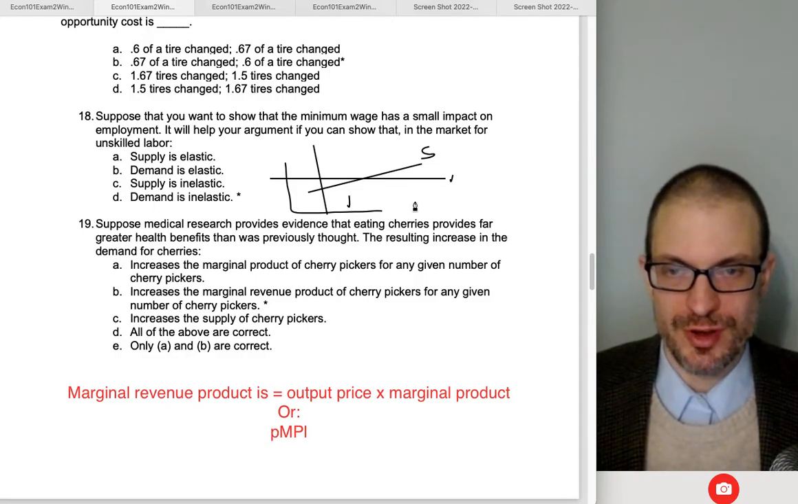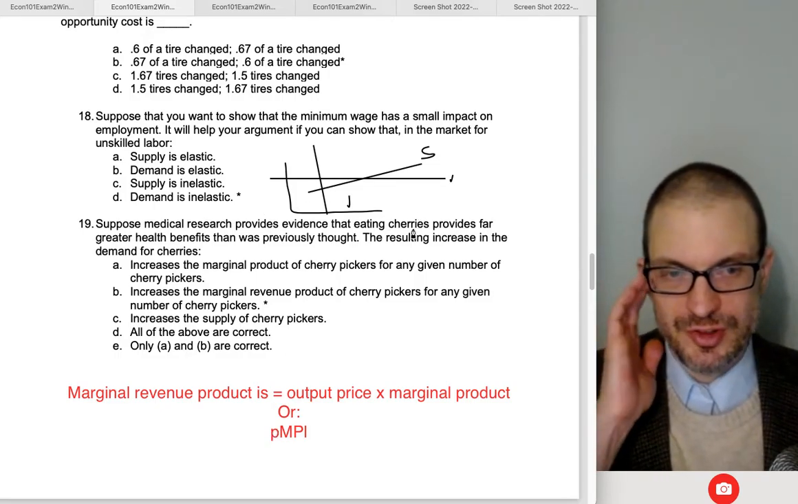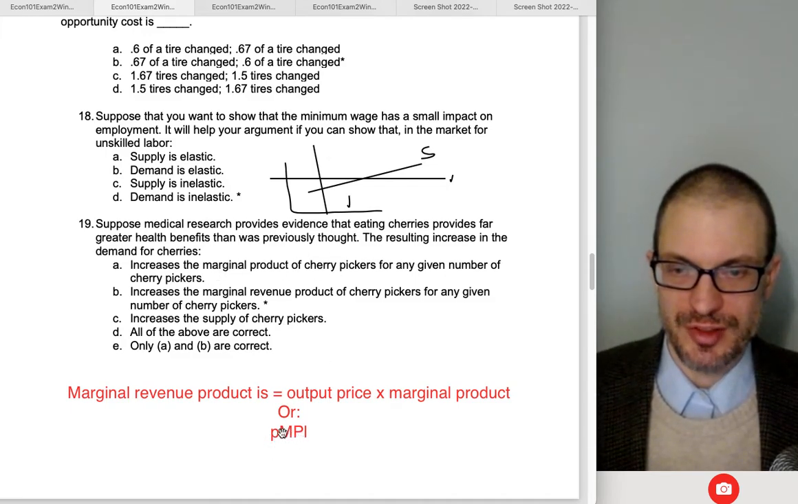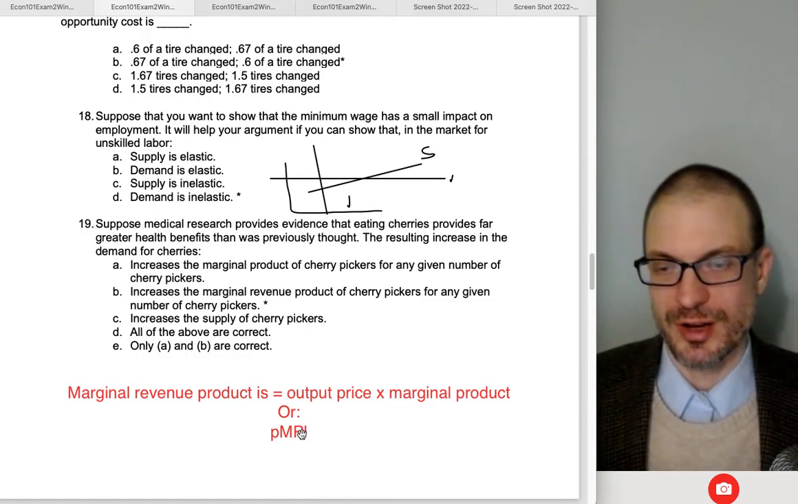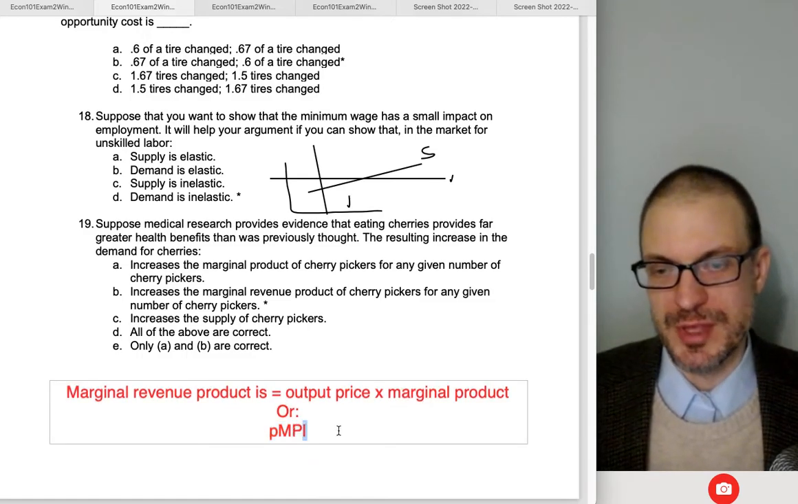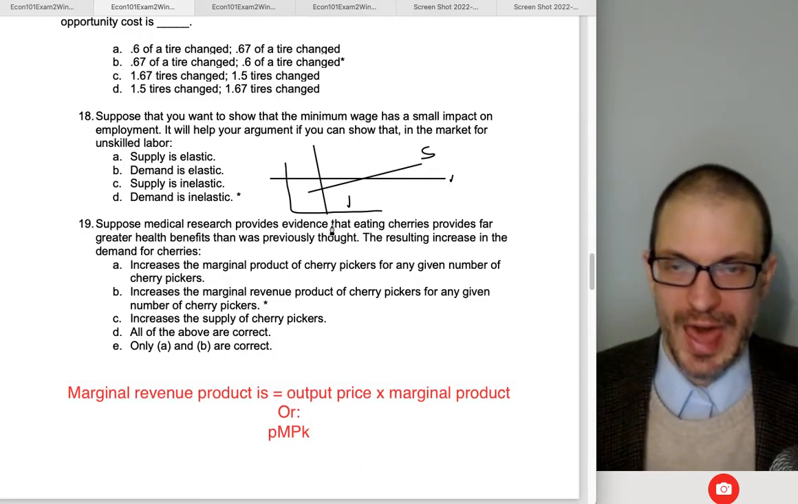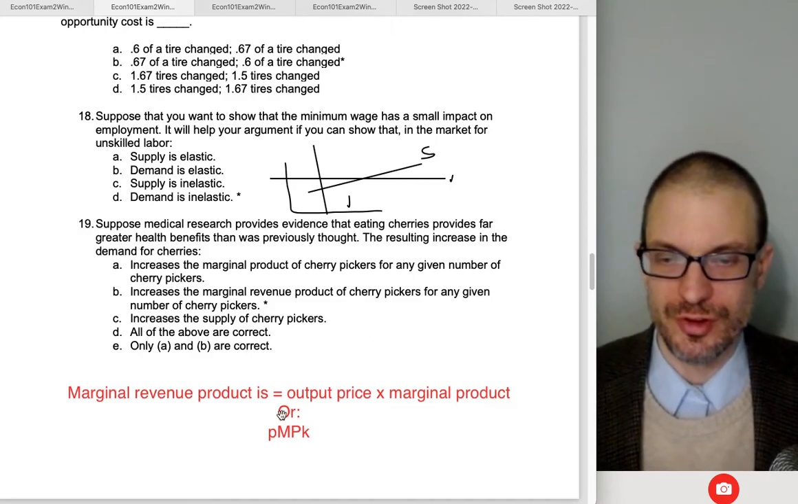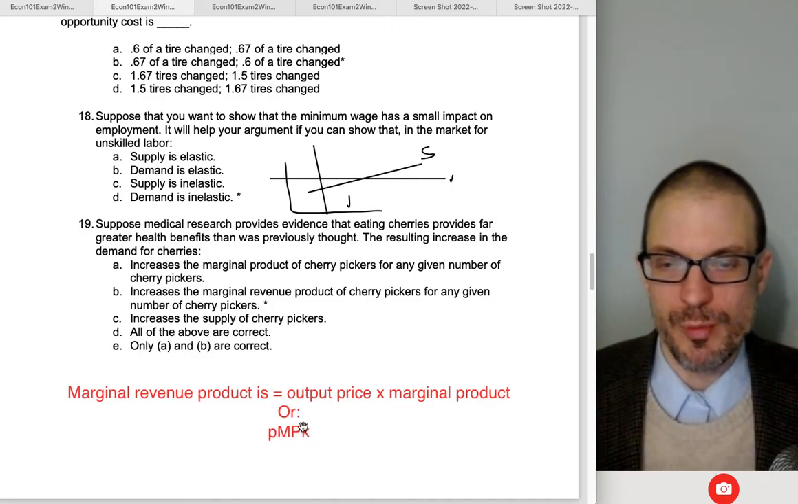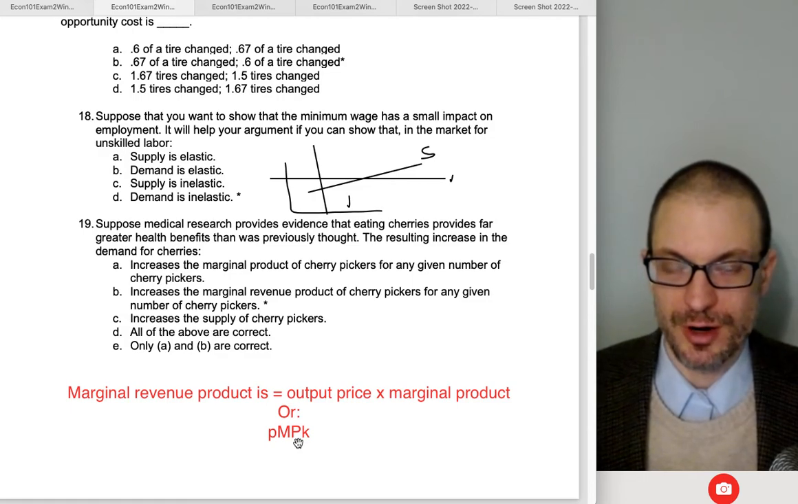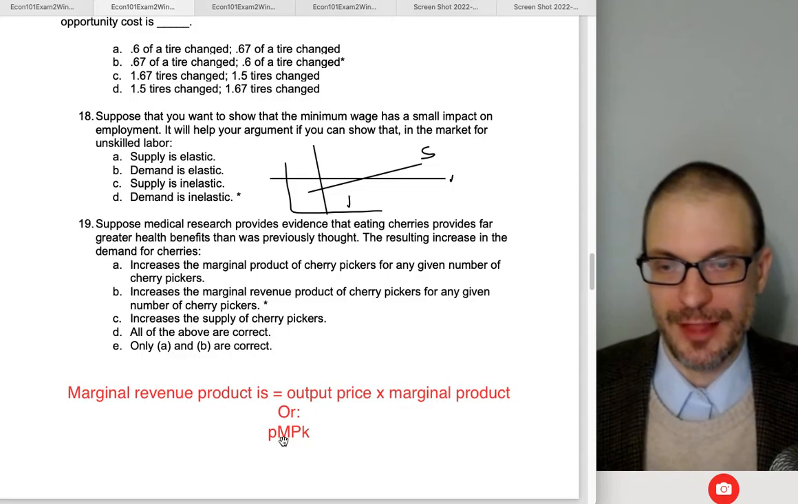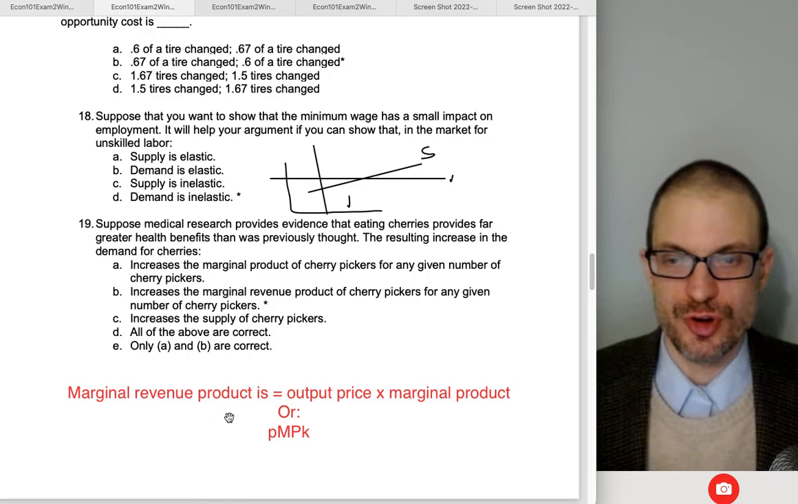We get a rightward shift in the demand for cherries. That's going to increase the price of cherries. That's this P right here. And then the marginal product of cherry pickers themselves, that's MP. And then L means marginal product of labor. This could be MPK, marginal product of capital, if we believe that these cherry pickers are referring to those basket things. It doesn't matter. So the marginal product is how much additional output we get when we hire one more cherry picker or employ one more unit of cherry picker capital. That gets multiplied by the output good price, and this jointly is the marginal revenue product, right?